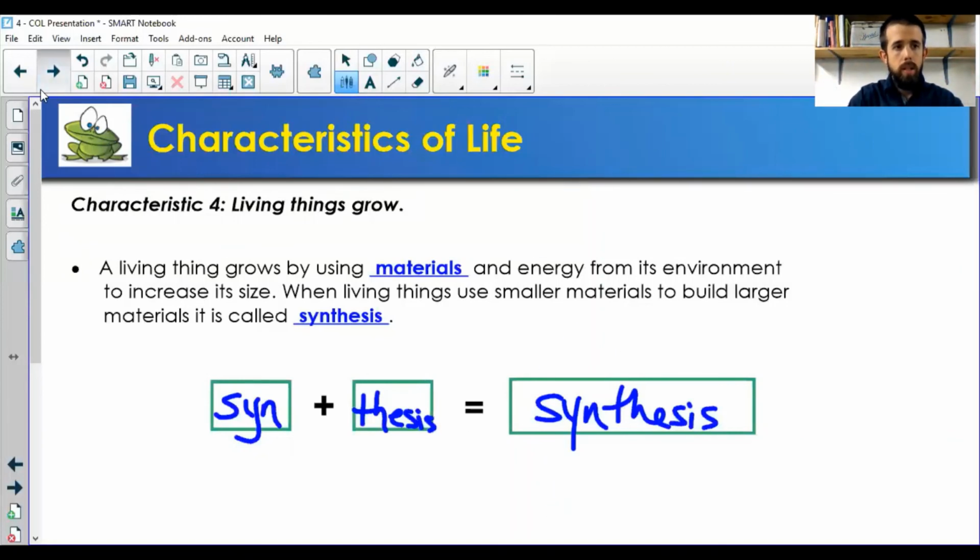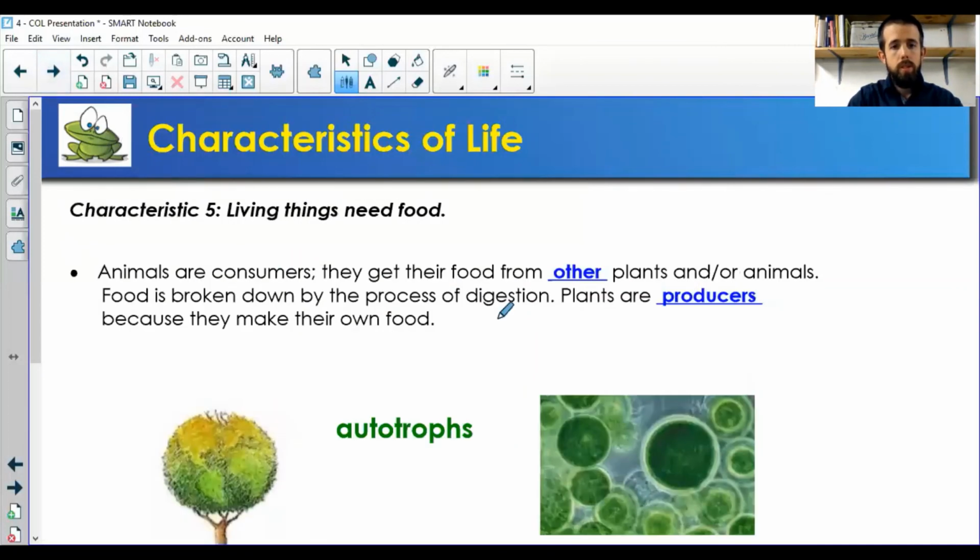All right, let's just hit number five. Living things need food or some source of nutrition, and we'll talk about that when we pick up. You can think about what plants do. How do plants get food? It's a little bit different than us.